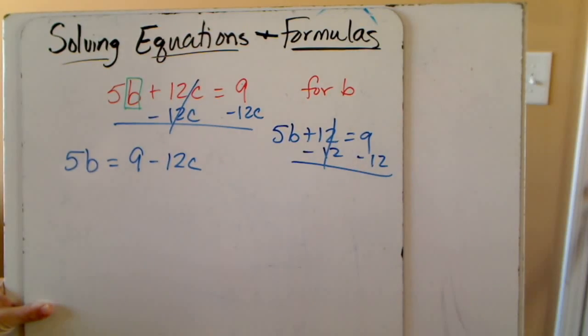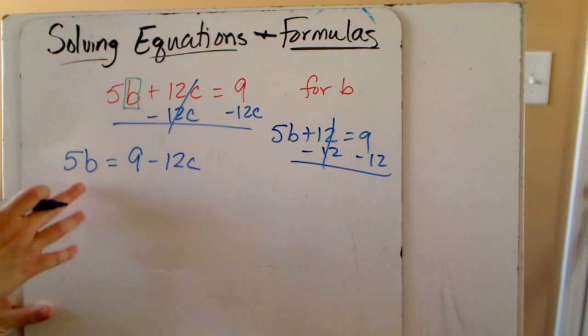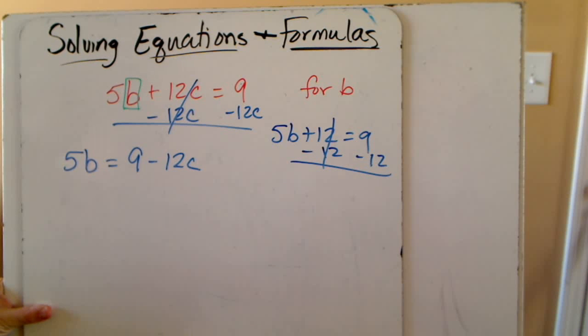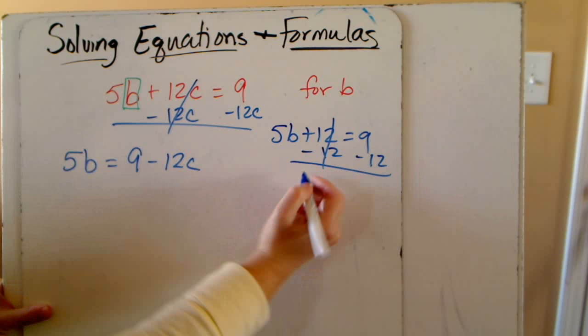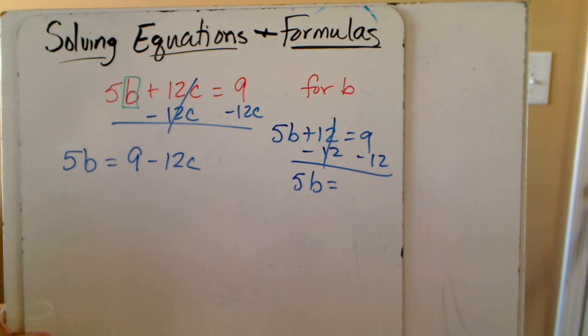Because I didn't actually subtract it. I didn't get one number or one value. I just got 9 minus 12c, which is exactly what we did up here, and that's what we did here too, 9 minus 12. We just didn't go ahead and simplify it. So now that you have something like this, and in the case over here, it would be 5b equals negative 3.